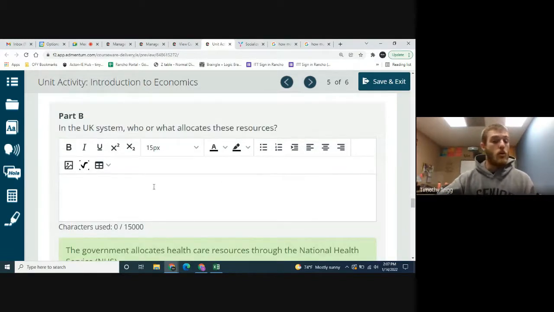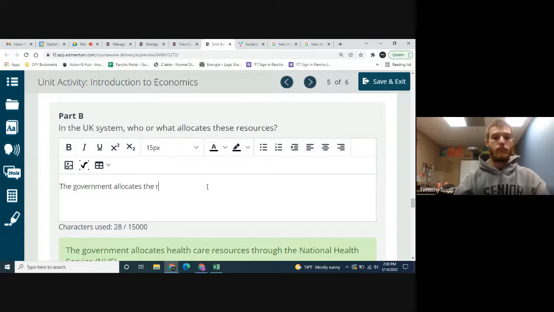In the US, in the UK system, who or what allocates the resources? So again, we already kind of talked about this, but the government allocates the resources through the NHS, right? Yeah. So in the US, that's not the case.